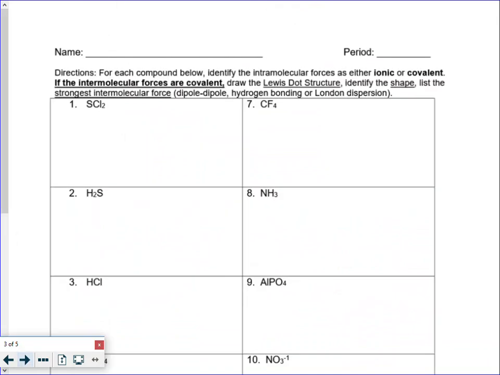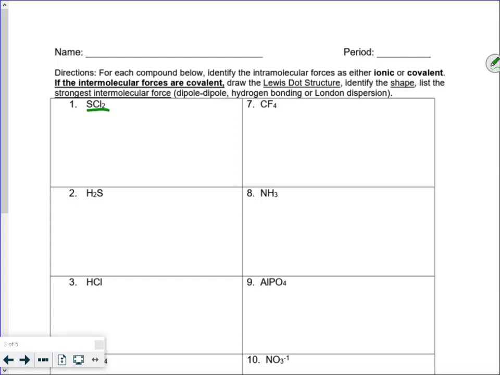Okay? Now here, basically, what you're going to do is for each compound, identify the intramolecular forces either as ionic or covalent. And then if it's covalent, draw the Lewis dot structure. Identify the shape and list the strongest intermolecular force. So that's the first thing to look at here.